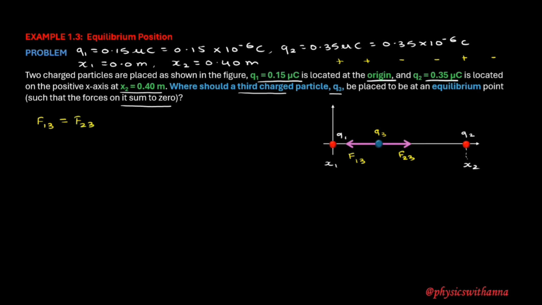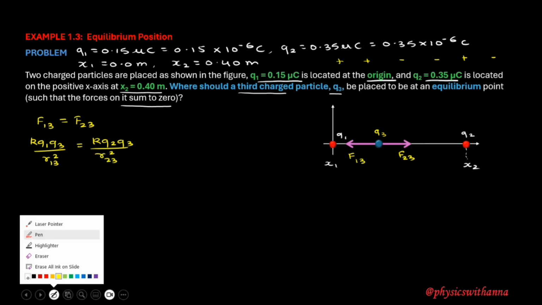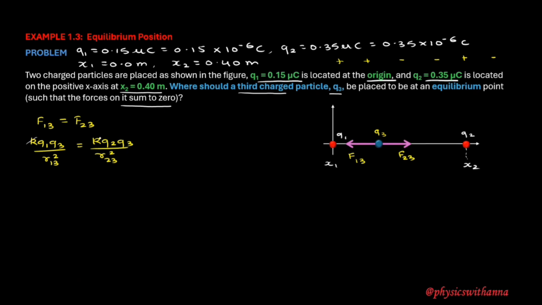Now from Coulomb's law, electrostatic force between two charges can be given as K Q1 Q3 over R13 squared, which is equal to K Q2 Q3 over R23 squared. Now here we can cancel the common terms K and K as well as Q3 and Q3, and let's write down whatever is left. You're left with Q1 over R13 squared equals Q2 over R23 squared.